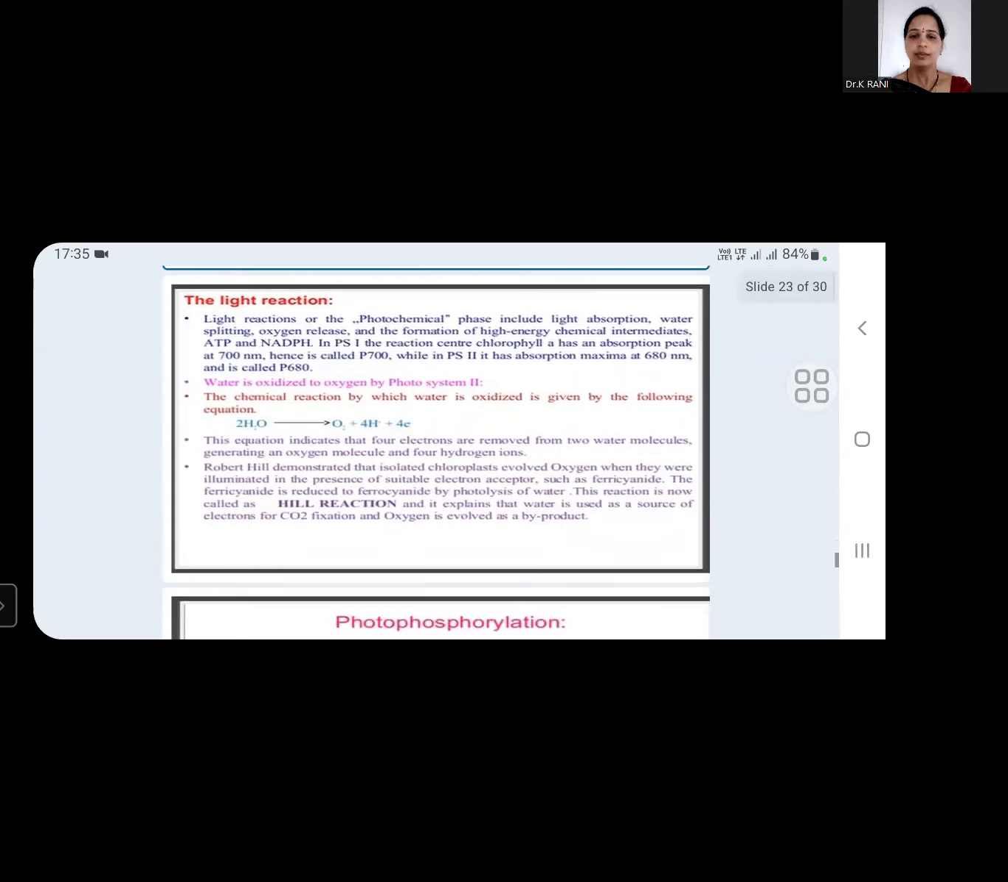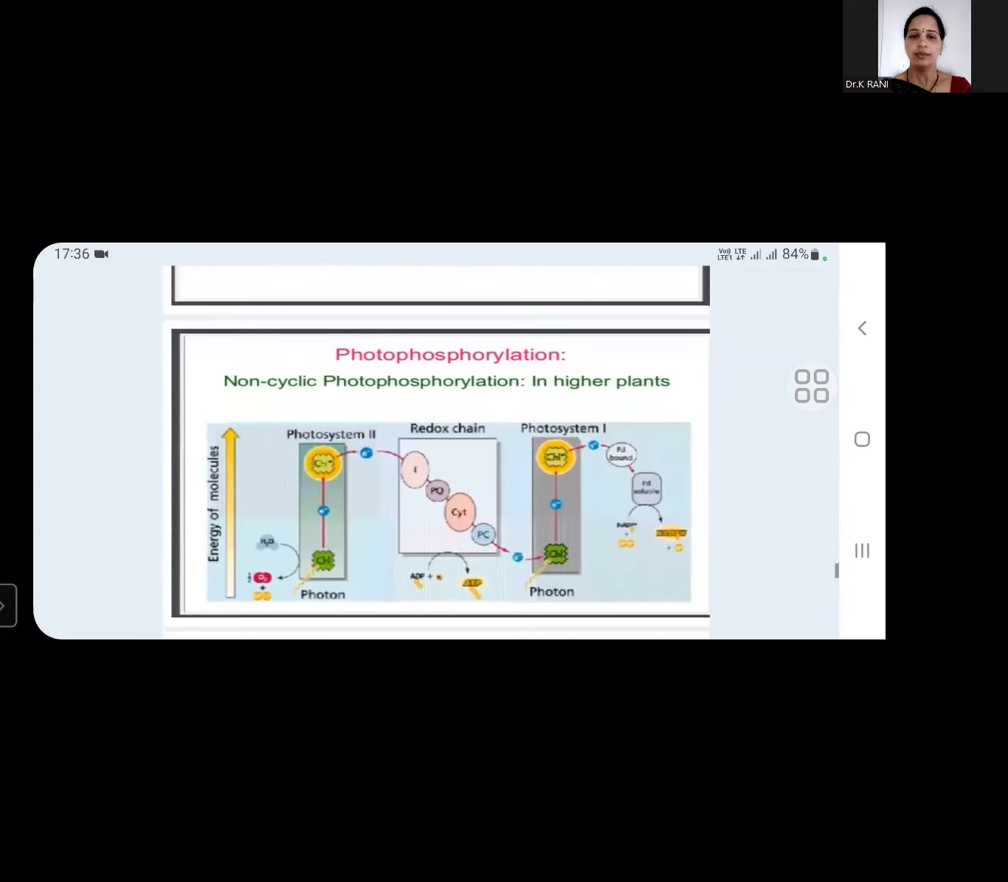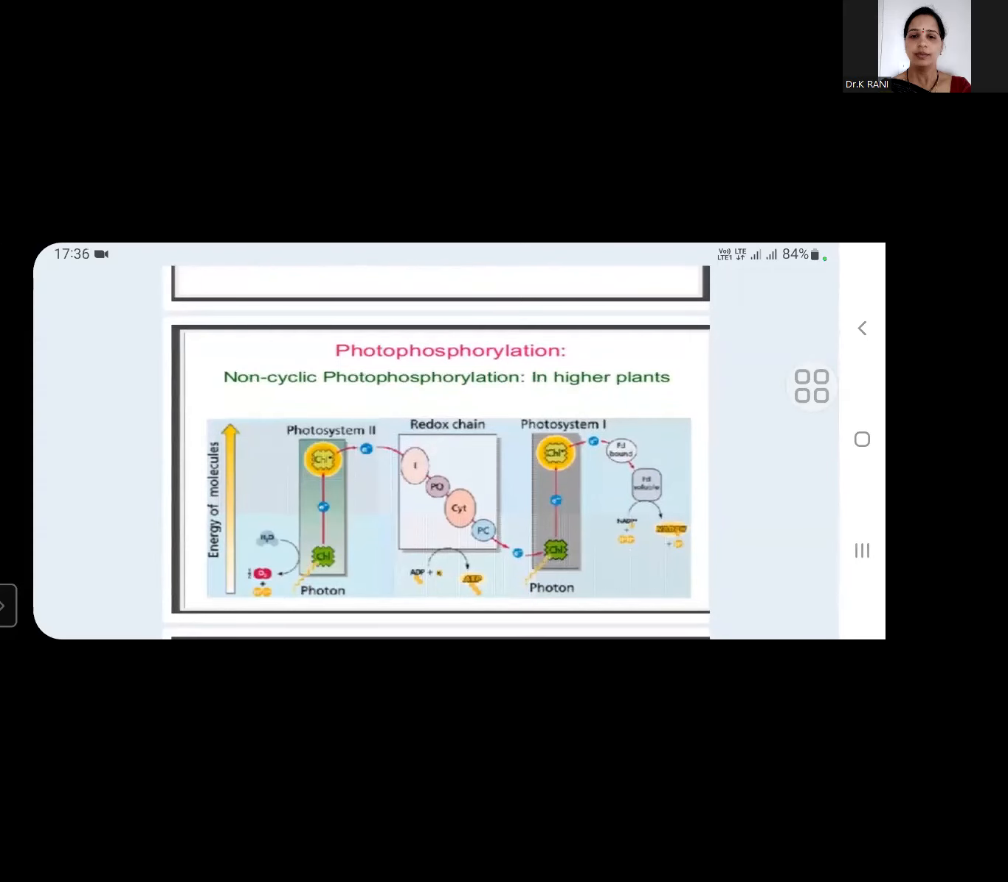So in the light reaction, now we are entering into the non-cyclic photophosphorylation. This process begins with the absorption of light energy by the light harvesting complex, and it is transferred to P700. Both systems are involved: photosystem 1, photosystem 2, and the redox chain in between. The energy of the molecules you can also observe here.